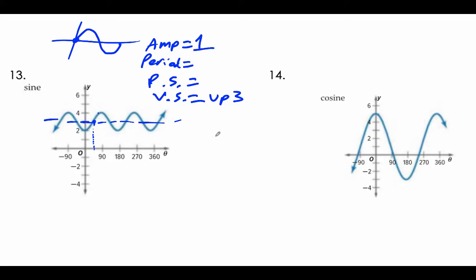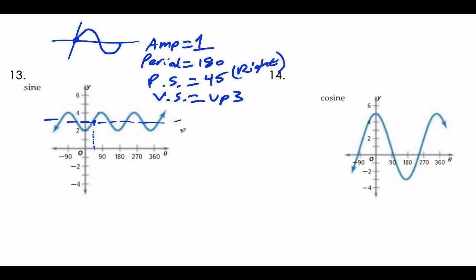Amplitude is 1. Period. How long did it take to get done? I would just eye up the period as I go from a bottom to a bottom. That's a great way to find it. And it looks like the period is 180. And then the phase shift I said was right 45. And I'm going to put right.